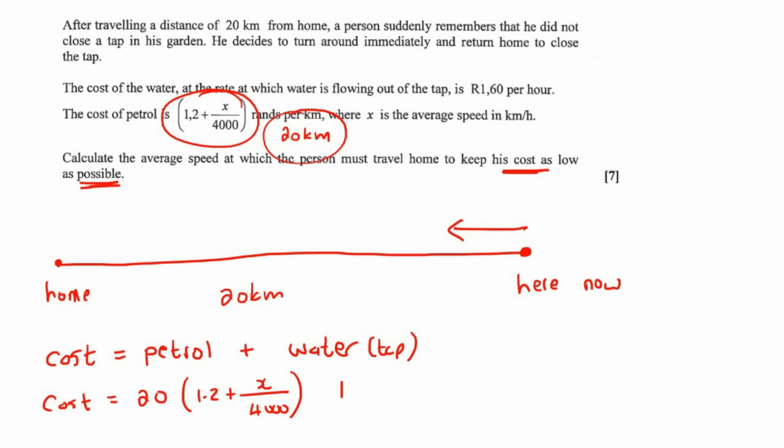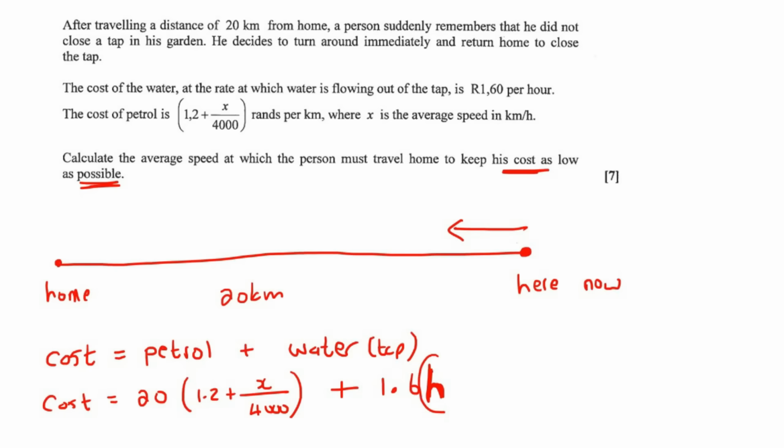Okay, then his water cost, well, it's 1 Rand 60 for every hour. So let's say 1 Rand 60 times by how many hours, which we don't know. So I'm just going to say H for hours. You might say, oh, Kevin, why didn't you use X? Because X is not time. X was given to us as speed. Okay, so we have a problem because now we have two variables.